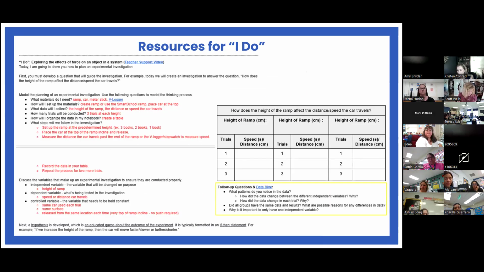Here are your resources for the I do that you saw Amy go over with you. You have the script, you have the chart, and then don't forget the yellow box that has the follow-up questions and the data dive. That data dive is really key to supporting your students in not only generating data, but synthesizing and making sense of data and analyzing it.